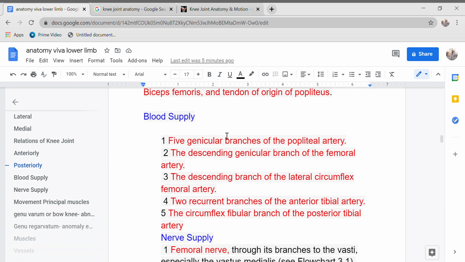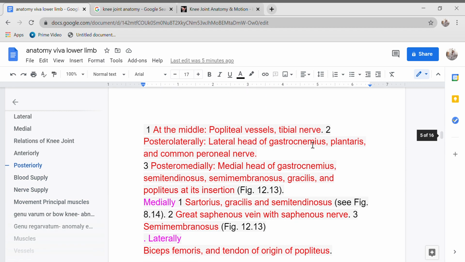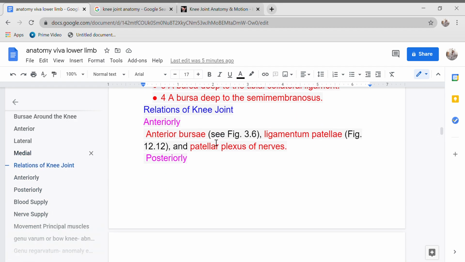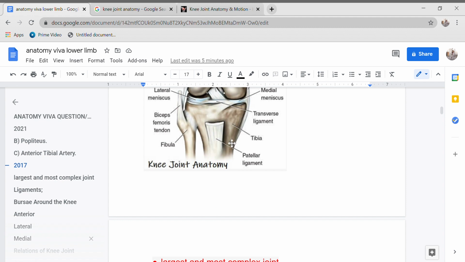Relations of the knee joint. It's a very important question to be asked. Anteriorly, there are the anterior bursae, the ligamentum patellae, and the patellar plexus of nerves. This is an anterior view. You can see the ligamentum patellae.